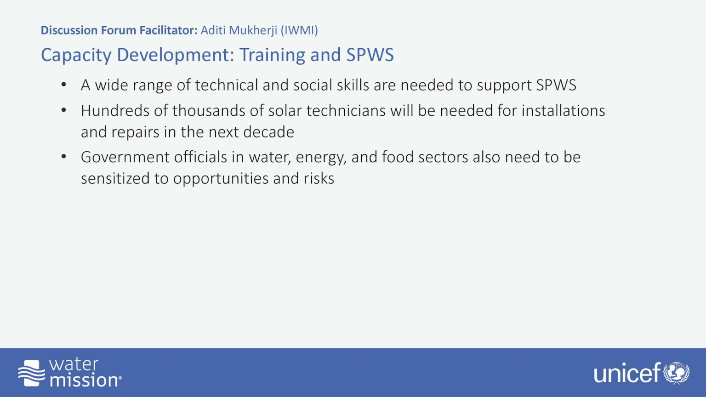Similarly, there is some amount of training and capacity building needed even among the officials from the energy sector, from the water and food sector, for them to understand the interlinkages between the three sectors. For example, what we do with a solar pump in terms of pumping groundwater affects groundwater, and what we do with the water in terms of growing crop then in turn affects food security.